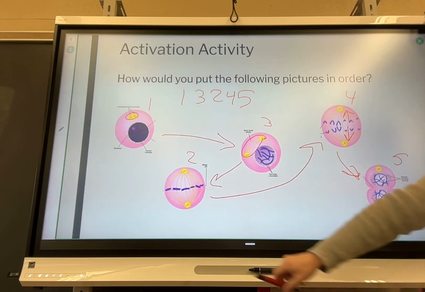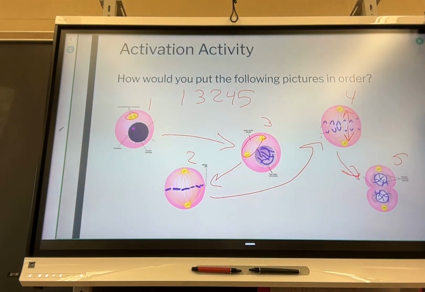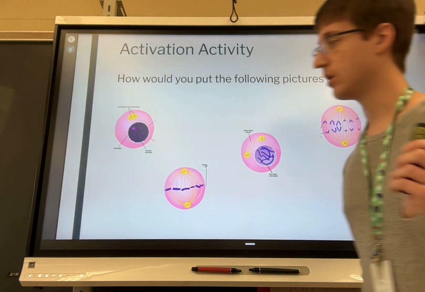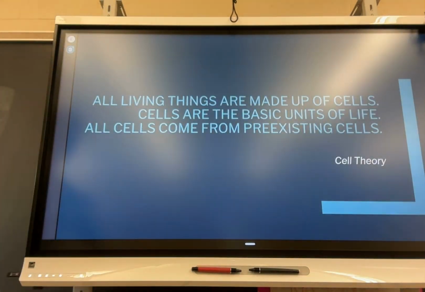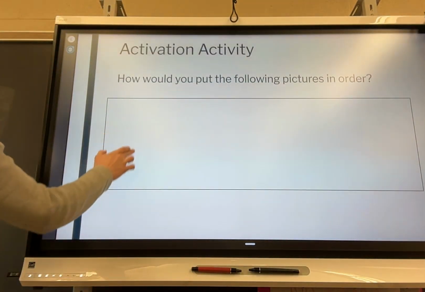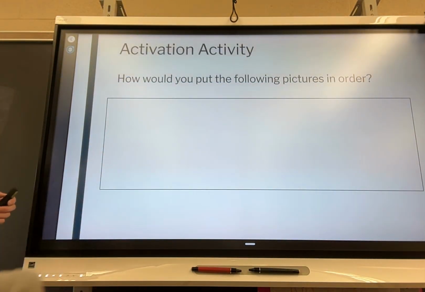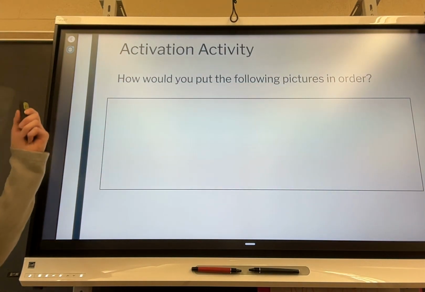That's a good idea. Yeah, so this is what we're going to be talking about in this unit. We're going to be talking about chromosomes, all that fun stuff. And we're going to be talking about how cells replicate. So this is going to be our process of mitosis. We are going to go more in depth with it. In order, Ashlyn had it right.